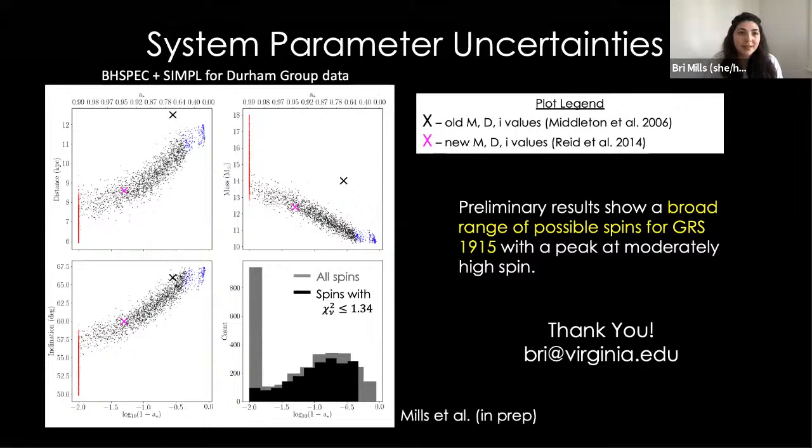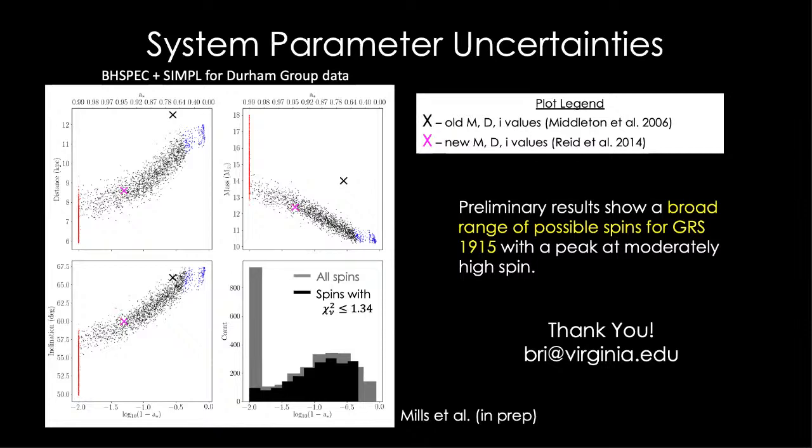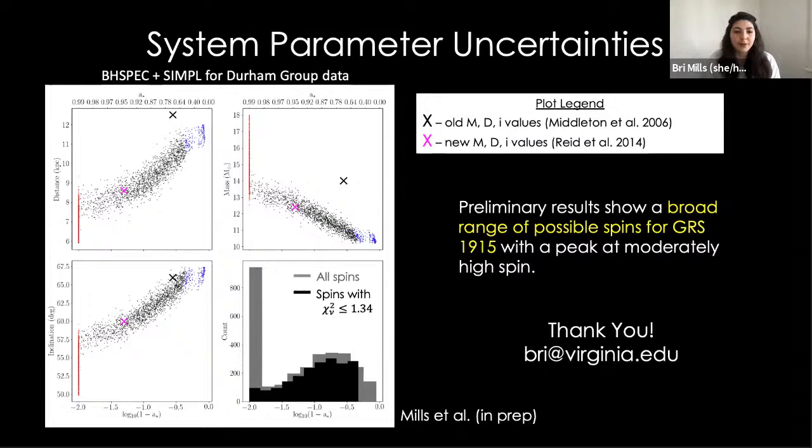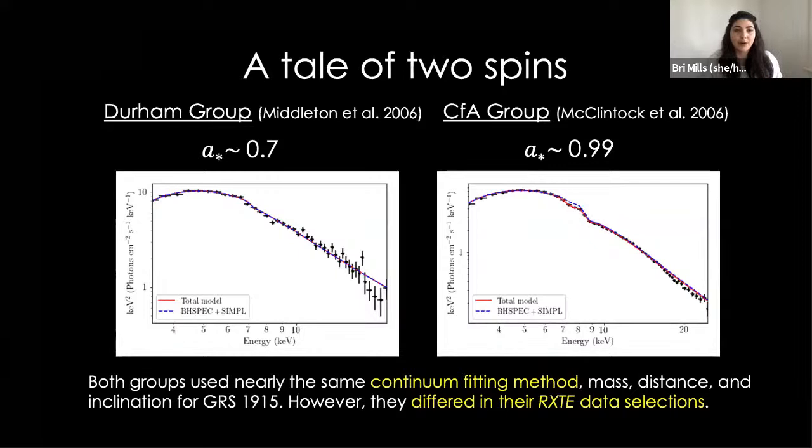So we have a question from Dominic Walton asking, can you comment on the Eddington ratios of the data used? Yes, so the two different groups. Here I show that there are some differences in their data selection. The Durham group didn't have any restrictions on the Eddington ratios. There are three notable spectra from their data set, and those have Eddington ratios ranging from about 20% Eddington to 50% Eddington, and one that gets near Eddington. And for the CFA group, they made a hard cut and said that they wanted to use data below 30% Eddington.